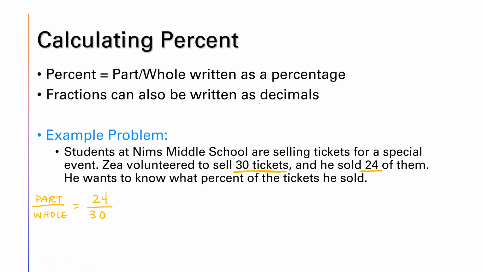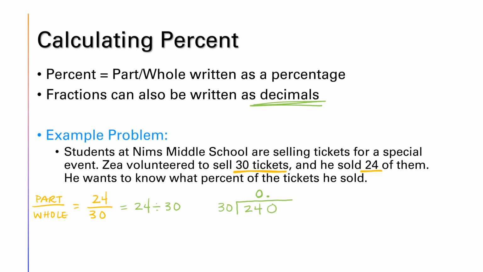Fractions can also be written as decimals. In order to write this fraction as a decimal, we need to use our knowledge of division. 24 out of 30 tickets is equivalent to 24 divided by 30. So we're going to set up long division. 30 does not go into 24. It's a bigger number, so I'm going to put a 0, and then I'm going to put my decimal point. Down here, I'm going to add a 0.